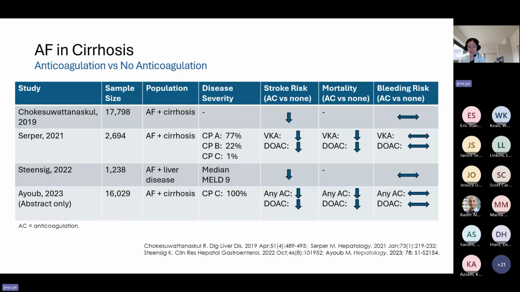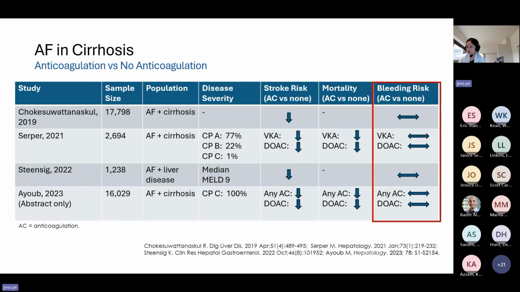Some of the studies actually included non-cirrhotic liver disease, so a combination of both. Overall, anticoagulation was associated with significant reduction in risk of stroke and mortality, and no signal for increased bleeding risk. This sounds too good to be true, does it? At least I think so.